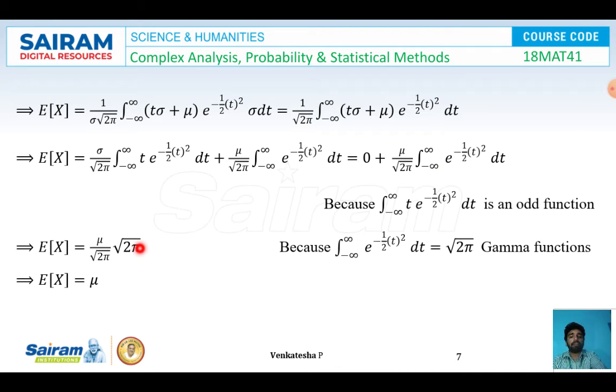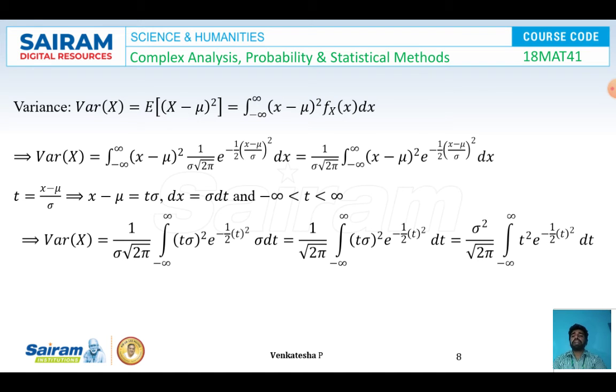This is because of the gamma function, that is, the integral minus infinity to plus infinity e power minus 1 by 2 t square dt will be equal to square root of 2 pi by the concept of the gamma function. So I got the expression expectation of x is equal to mu by square root of 2 pi into square root of 2 pi. So I can cancel square root of 2 pi in this expression. So I got expectation of x is equal to mu.